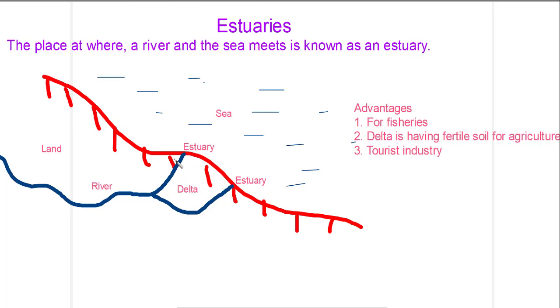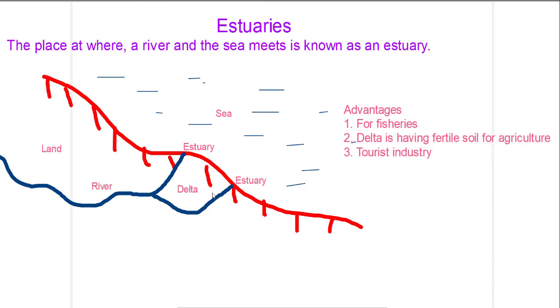Advantages for fisheries: prawns and lobsters are also there. The delta has fertile soil for agriculture. Yes, I have added that. This middle area is called the delta. For the tourist industry, many tourists come to these estuaries and the delta area. How many minutes do you want, children? Okay, I have added 4 minutes. After finishing, please tell me.